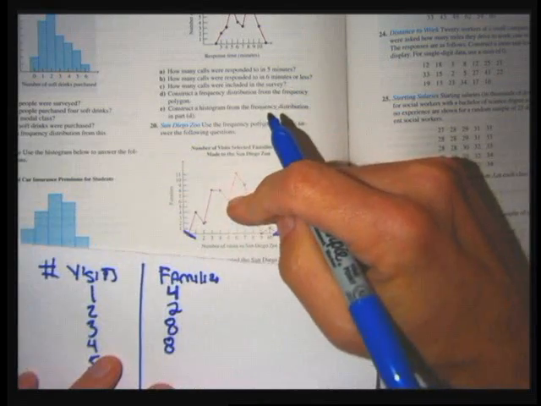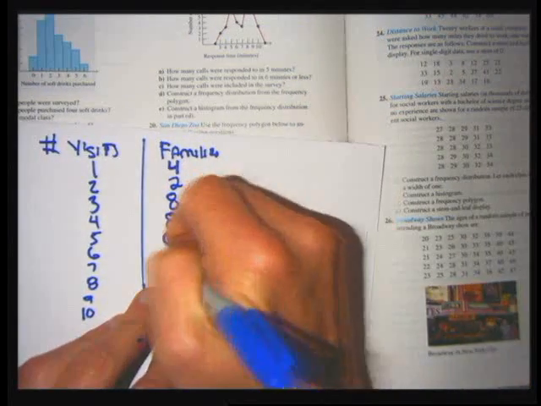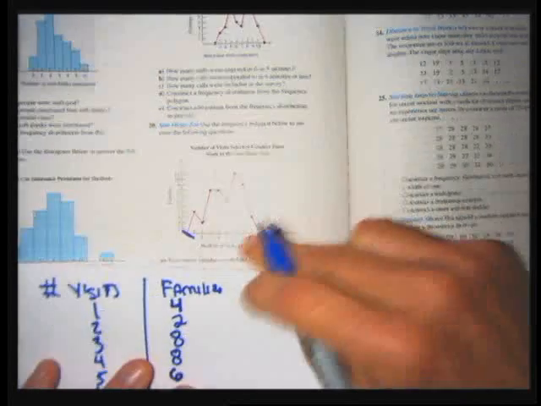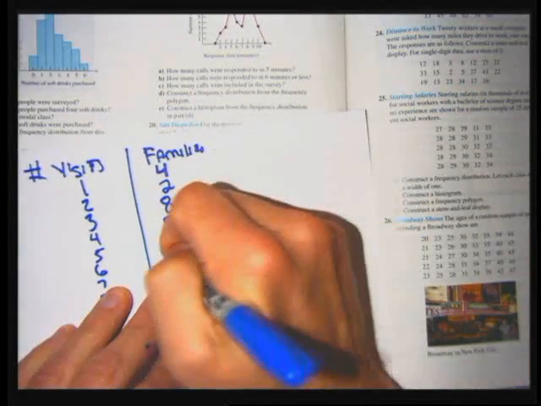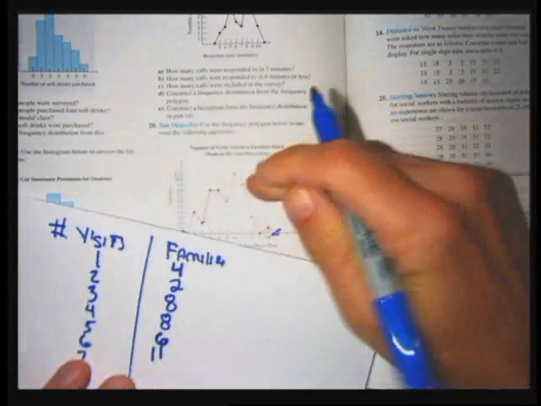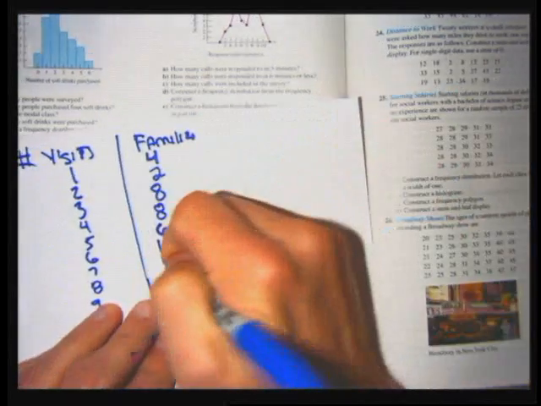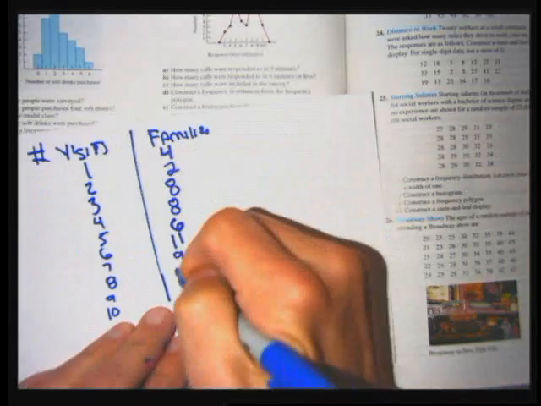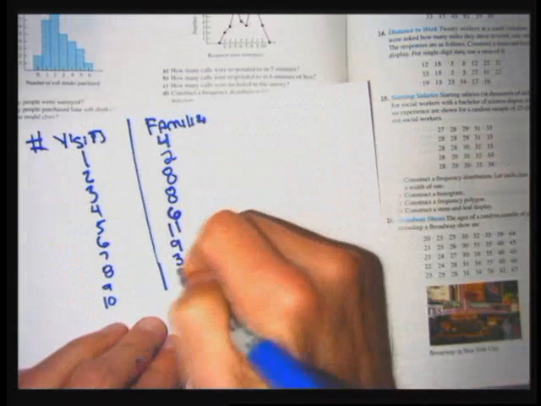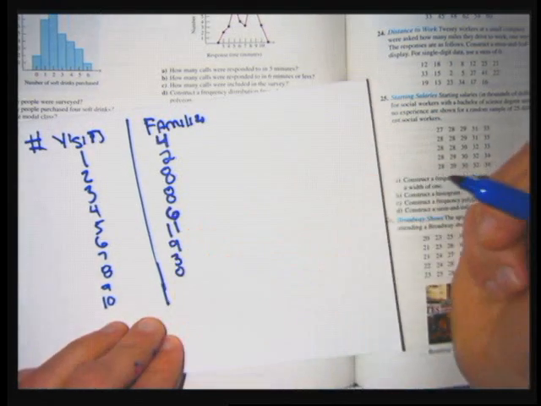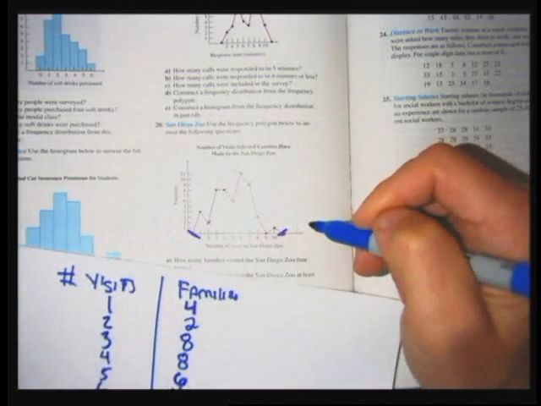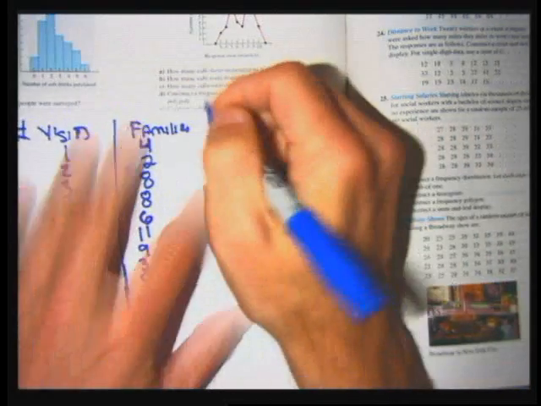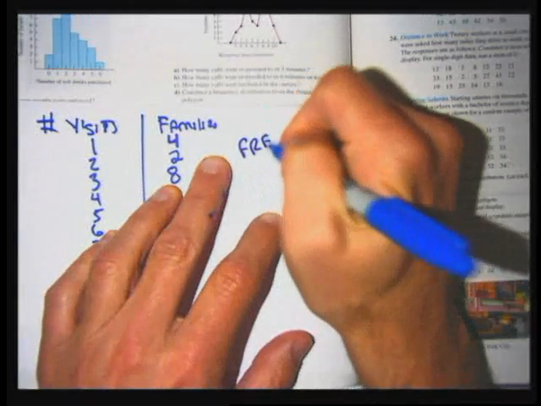Above the 5, it's at 6. 6 families said they came 5 times. Above the 6, it's 11. 11 families said they came 6 times. It looks like 9 above the 7. 9 families said they came 7 times. Above the 8 is a 3. 3 families said they came 8 times. Above the 9, no family came 9 times. And above the 10, 1 family came 10 times. I would consider this a completely adequate frequency distribution.